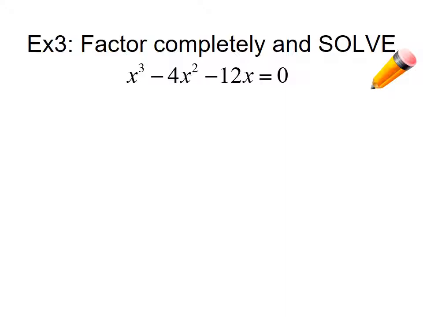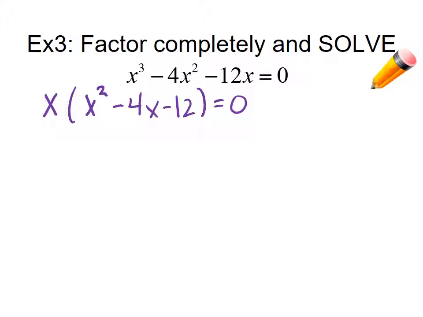First, make sure it's in standard form. Second, we want to check for a GCF, and in this case, I can divide out an x. That leaves me with an x squared, a -4x, and a -12, equal to 0. I have 3 terms. For 3 terms, I want to use the AC method.